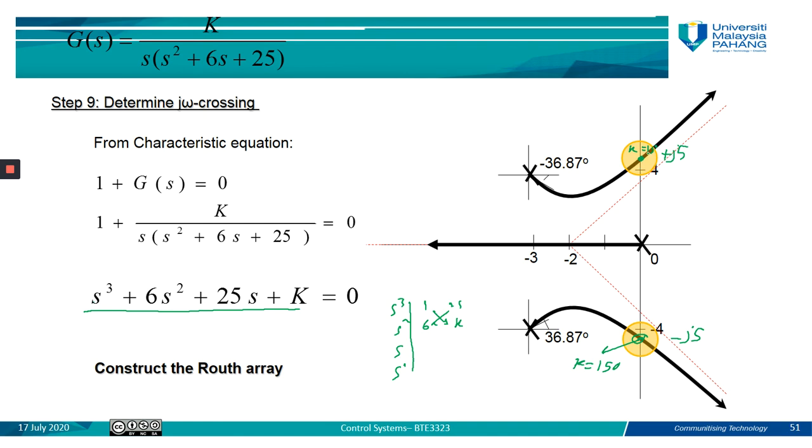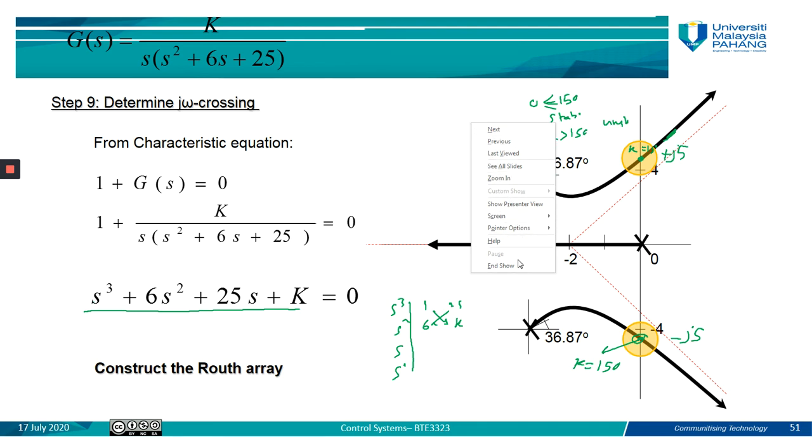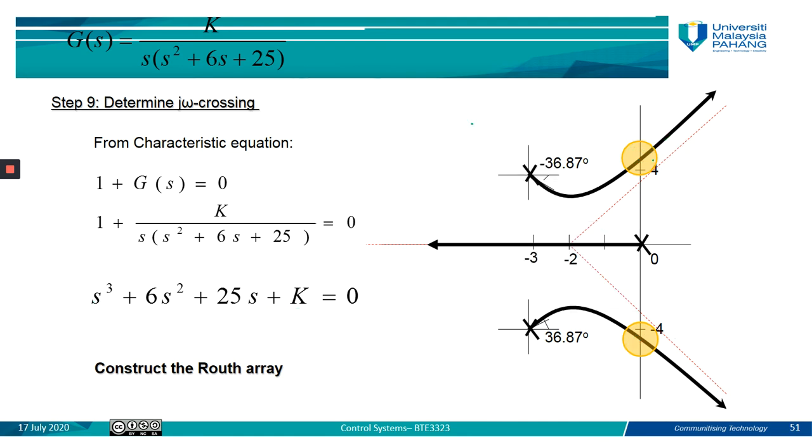If k equals 150, the system will be marginally stable. For k from 0 to less than 150, the system will be stable. For k greater than 150, we are going into this area, so the system is unstable. This is how we can define the stability of the system by using the Routh table and the root locus. By using the root locus, we can identify the condition for stability of our system.